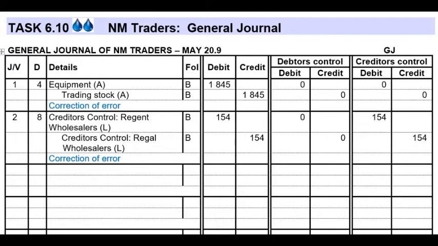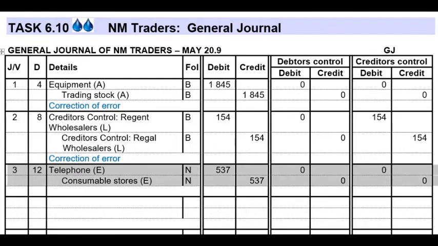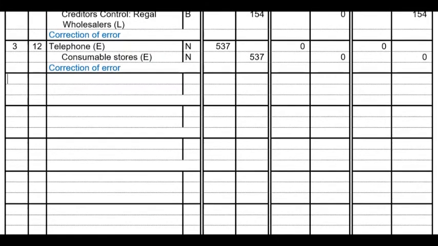Okay, then the next transaction took place on the 12th, and it said that the April telephone account for 537 Rand paid by check was entered in the consumable stores column in the CPJ in error. So the problem here is we actually debited consumable stores instead of debiting telephone. Okay, so we must go and fix it by debiting telephone and crediting consumable stores, and then you just say correction of error. Both of them are expense accounts, which will affect the nominal section.